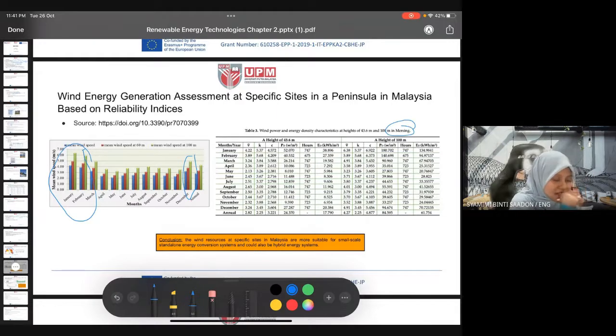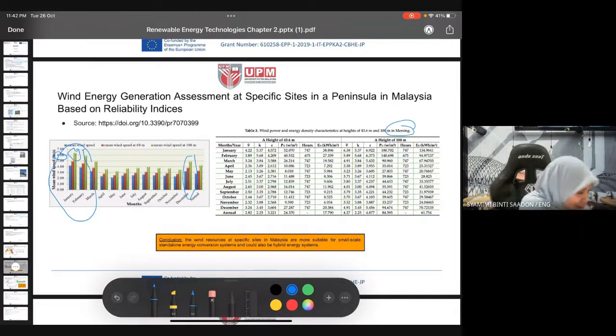This table, this result, is about Mersing. In December, January, February, we have higher wind speed. We can even reach 6 meters per second, the minimum wind speed advisable before we apply the wind turbine, right? In Mersing in January, at an altitude of 100 meters, we can reach wind speed above 6.